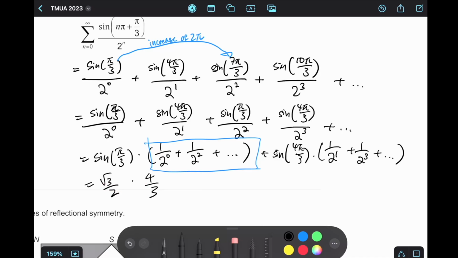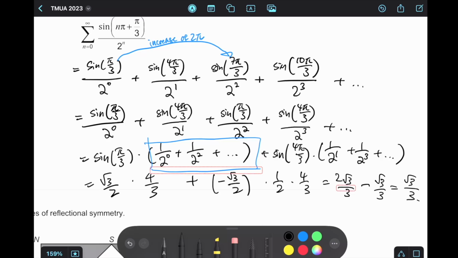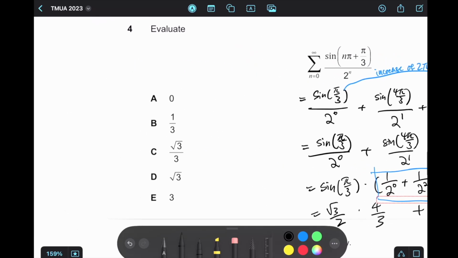And over here we have sine 4 pi over 3, which is basically just the negative of sine pi over 3. So that's negative root 3 over 2 times this infinite series here, which is just a half of the previous infinite series. So that's a half of 4 over 3. So the final answer would be 2 root 3 over 3 minus a single root 3 over 3, which is root 3 over 3. So the answer is C.